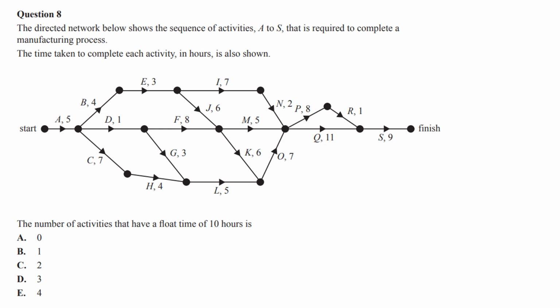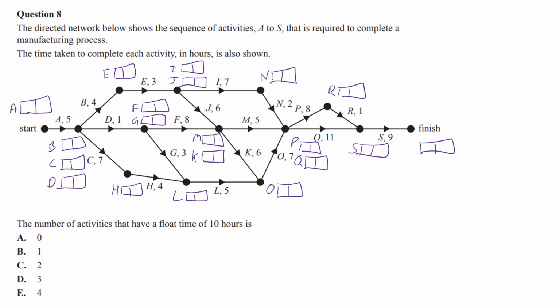Now, okay, forward passing time. So 0, all 3 of these are 5, 5, 5, 5. 5 plus 4 is 9. 9 plus 3 is 12. Those are all 12.